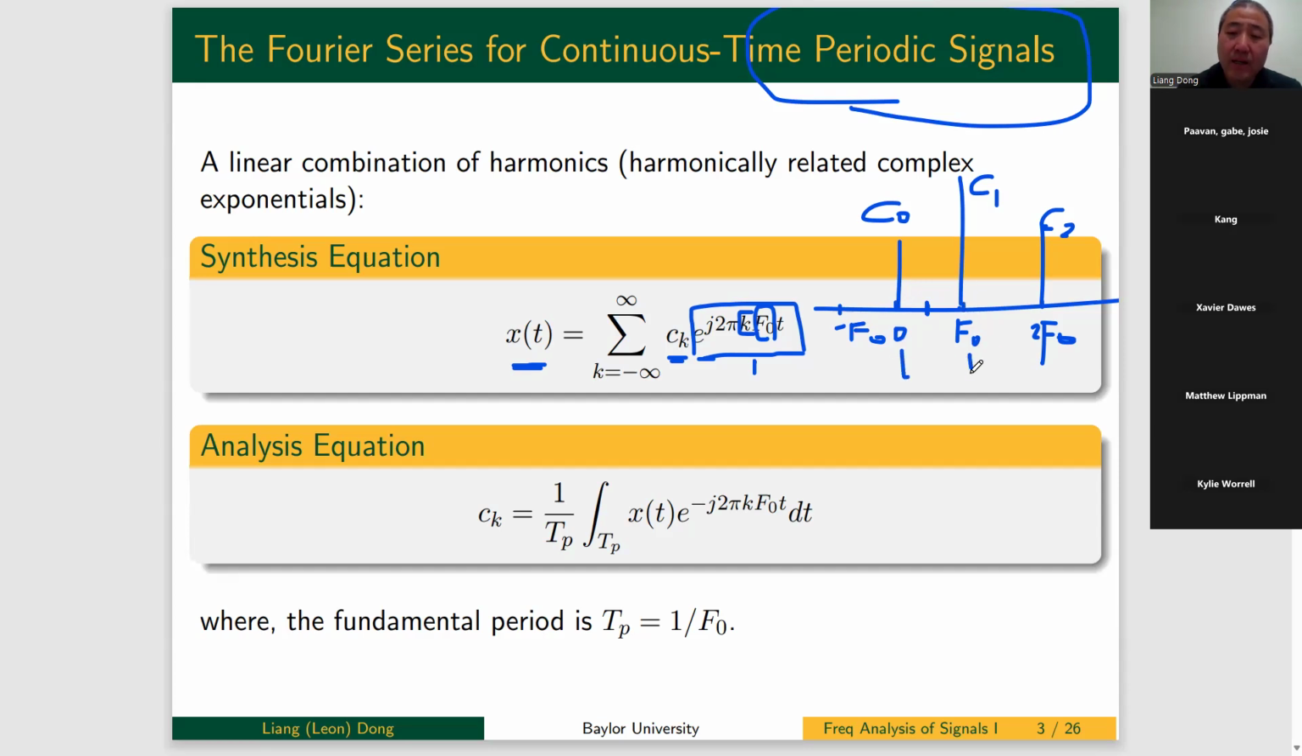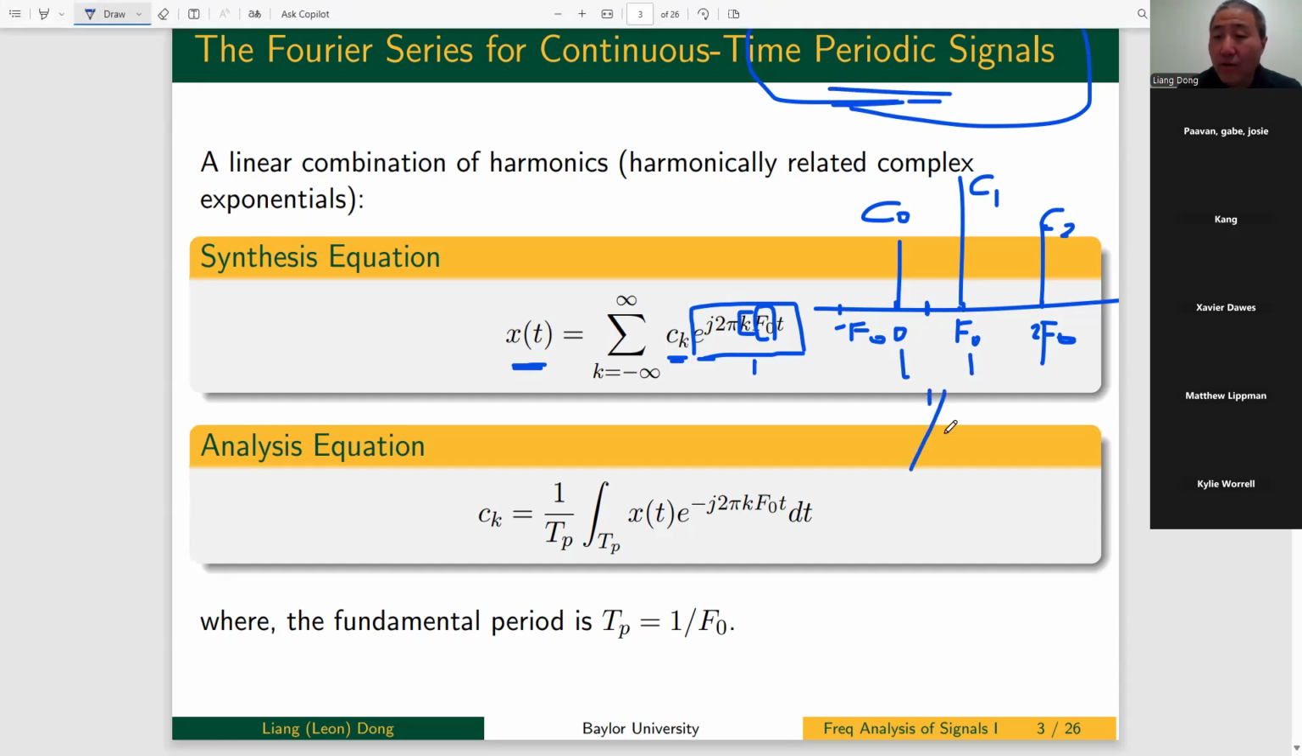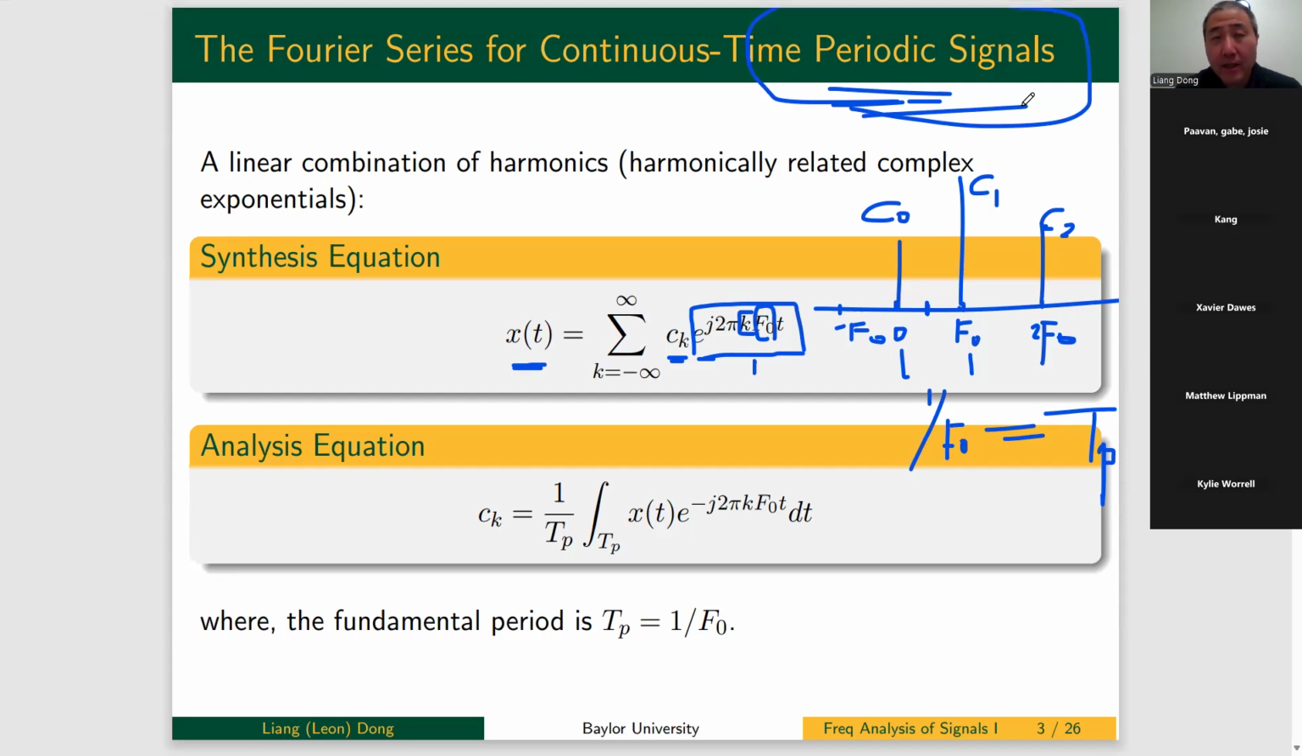Now, how does that relate to the periodic signal? Well, 1 over f naught is the period of the signal, T sub p. This is the period of my periodic signal. The periodic signal is the original signal that Fourier himself dealt with at the very beginning. He was dealing with periodic signals and decomposing them into harmonics. If you understand that, then it's very easy to lay down.